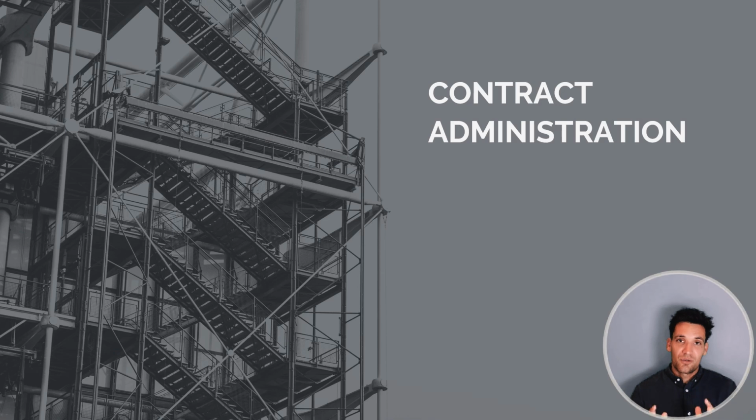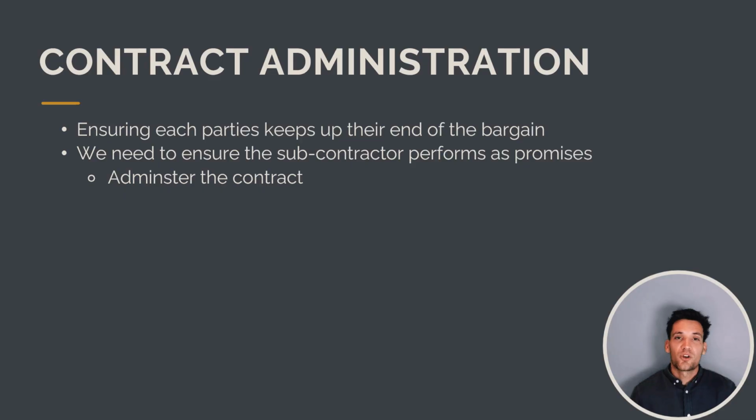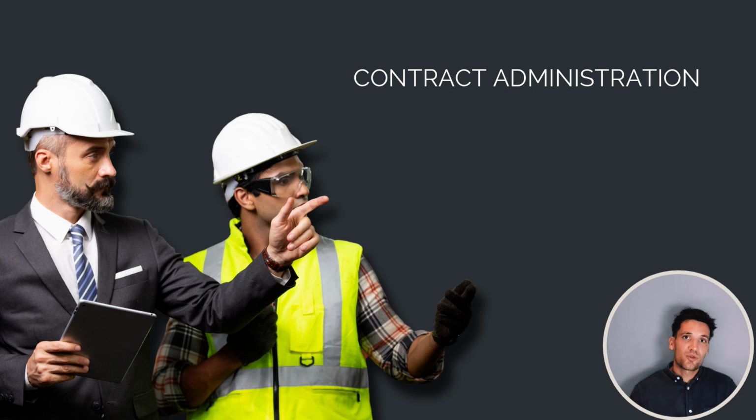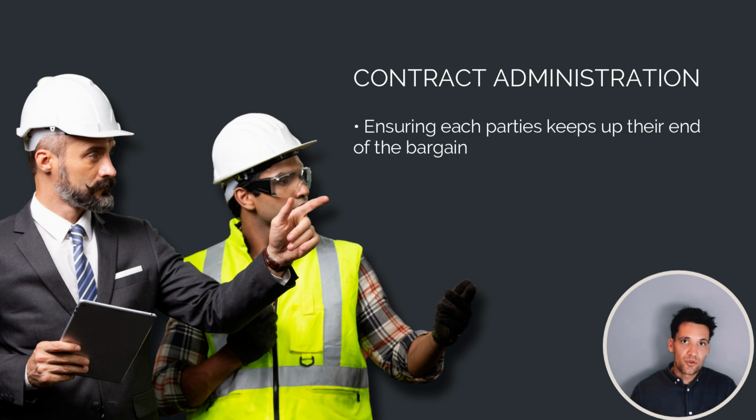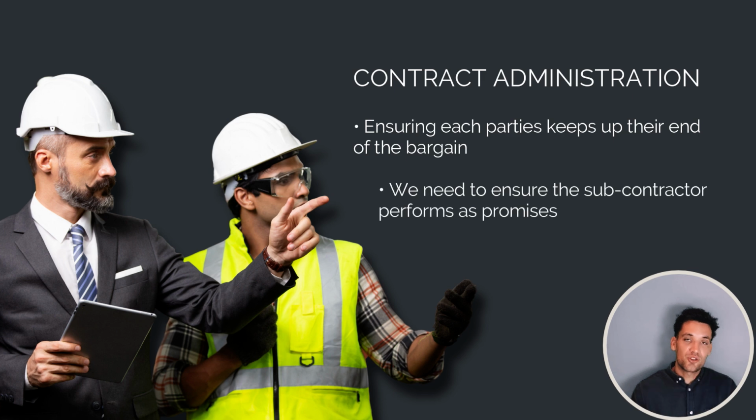So the final part of the construction procurement management process is contract administration. The worst possible thing we can do at this point in time is let and forget. Contract administration is about ensuring that both parties do what they said they were going to do. We need to ensure the subcontractor performs the work as promised, and we need to administer the contract.